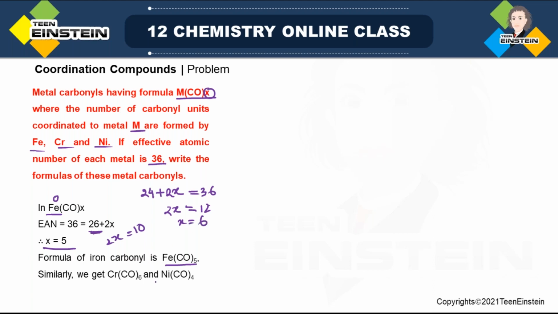Okay, and if it is Ni(CO)4, for nickel it will be 28 plus 2x equal to 36. Now 2x will be equal to 8, so x is equal to 4. So see, the formula is Ni(CO)4, for chromium Cr(CO)6, for iron Fe(CO)5. Fine. Any doubt?